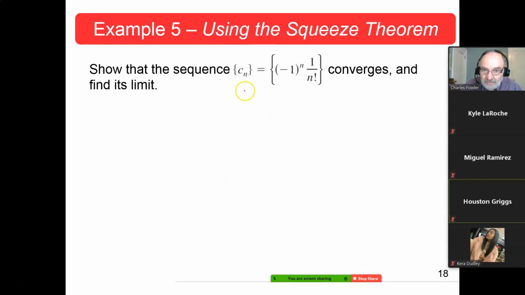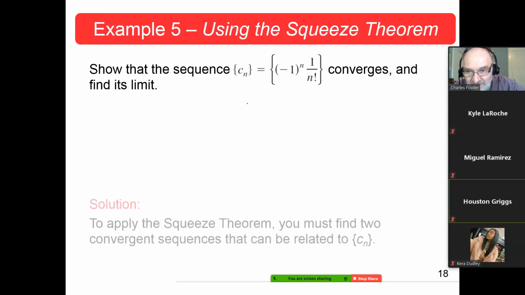Show that the sequence c sub n, and here's what c sub n is defined to be, minus 1 to the nth over n factorial, converges and find its limit. Okay. And I think I know what they want you to use. But let's just follow what they are going to say, okay?